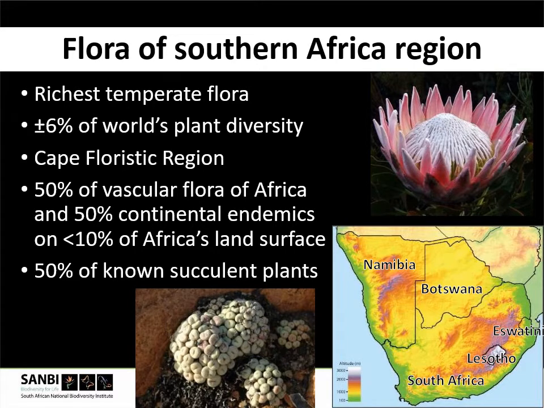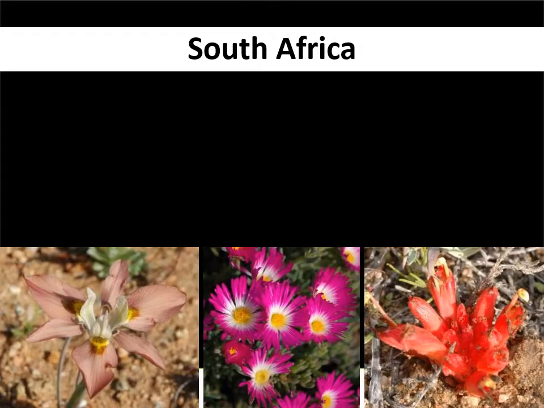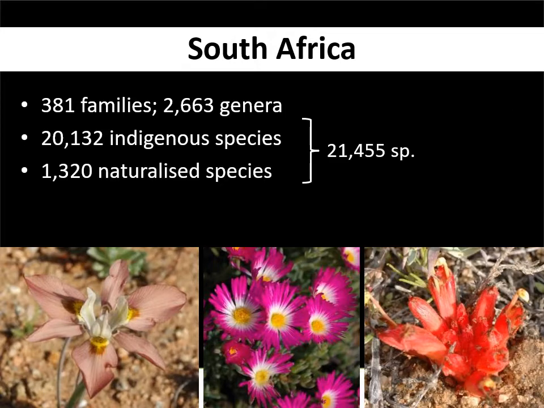50% of known succulent plants of the world occur in Southern Africa, and within this diverse region, South Africa is considered to be a megadiverse country, harboring 381 families, over 2,600 genera, and over 21,000 species, of which around 20,000 are indigenous, with a species-level endemism of 60%.